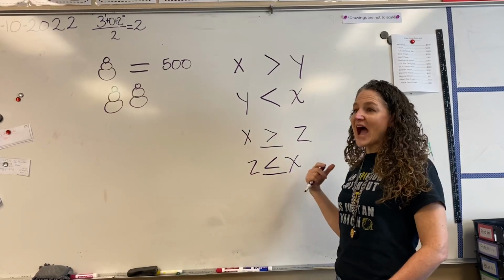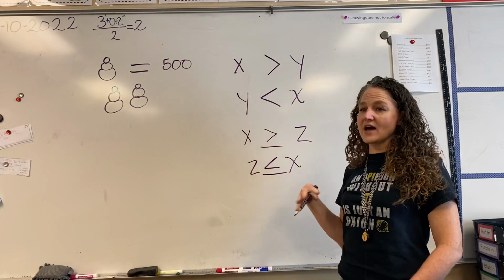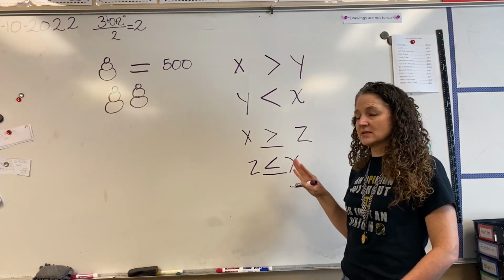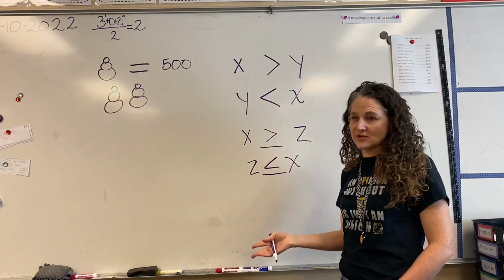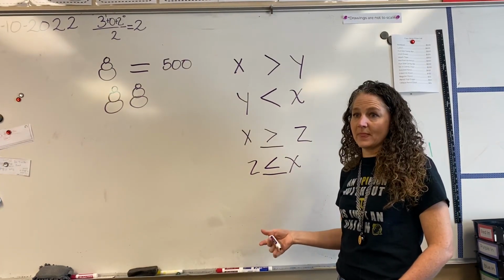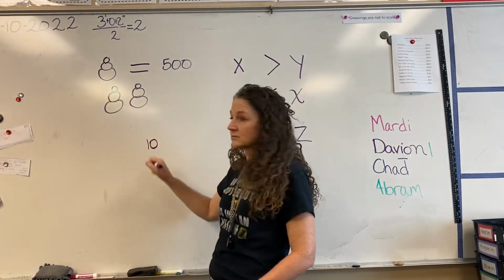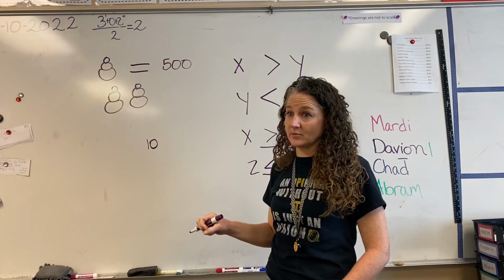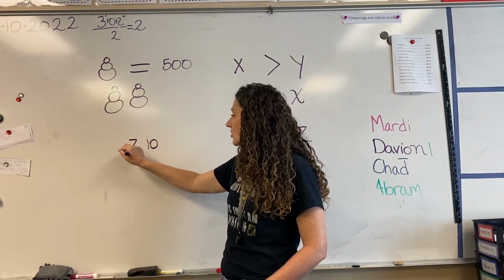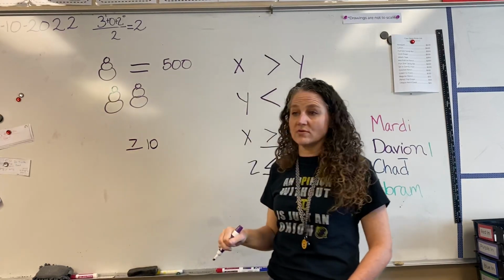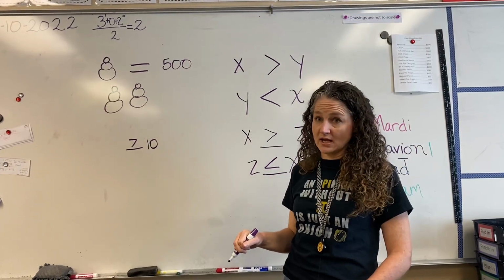So if I say I need to have at least 10 people to go on my river rafting adventure. Okay? At least 10 people. Could I have 10 people? Could I have more than 10 people? So I need greater than or equal to 10 people on my river rafting adventure, or else it is not gonna happen.